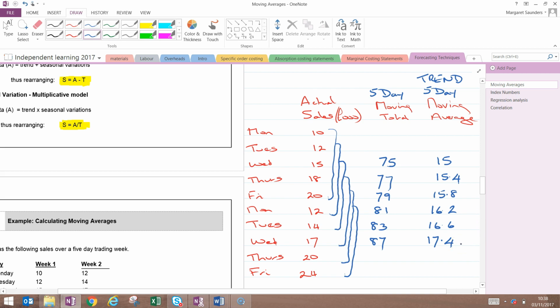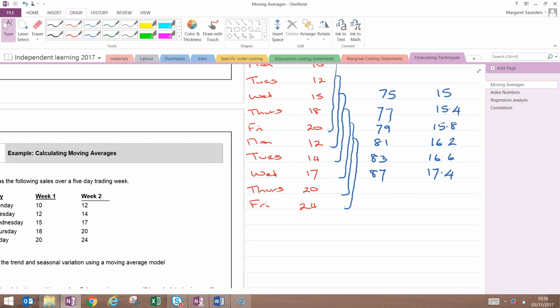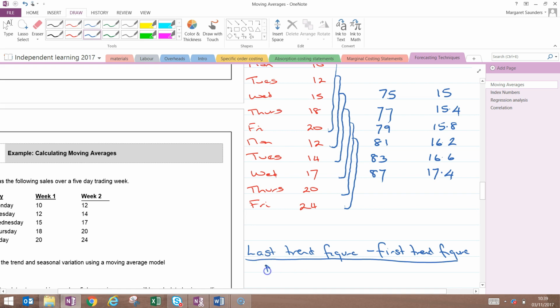The way in which we do that is to calculate the average increment in the trend. And there is a formula for that. We take the last trend figure minus the first trend figure, and we divide by the number of trend figures minus 1.